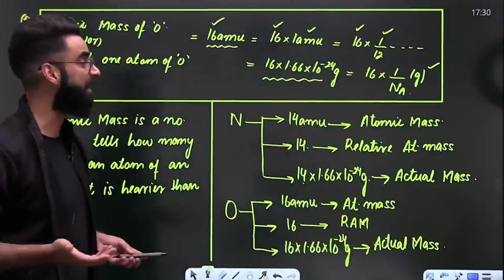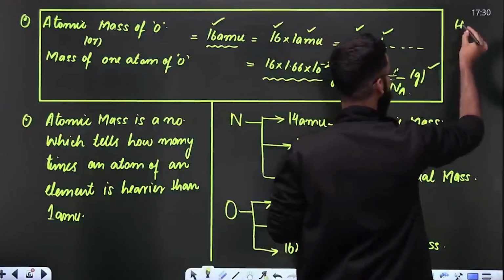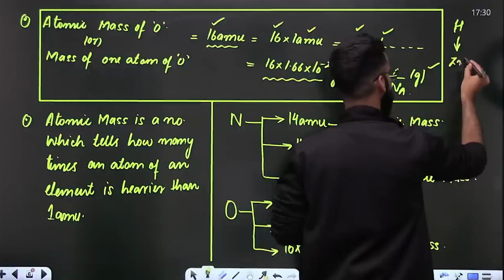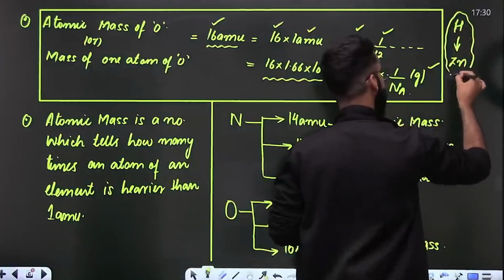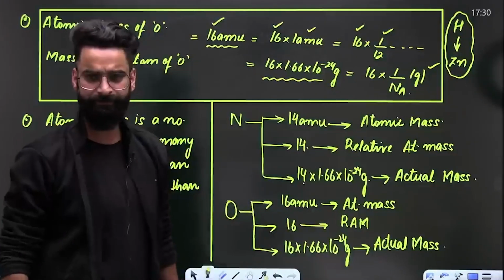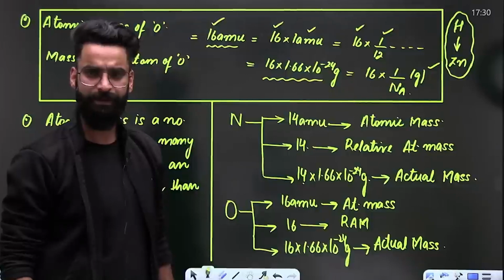Now, you must be thinking which elements sir is talking about. Just remember the atomic mass of certain elements starting from hydrogen till zinc. The first 30 elements, their atomic masses you have to remember. That's all.